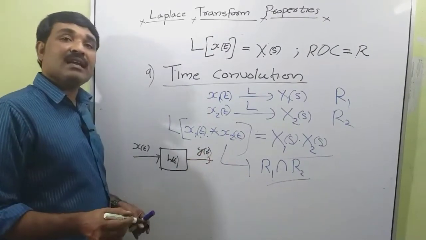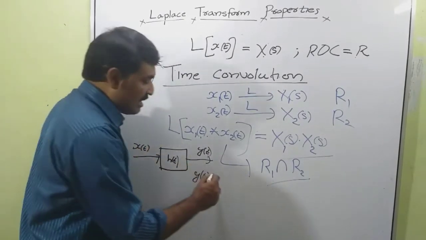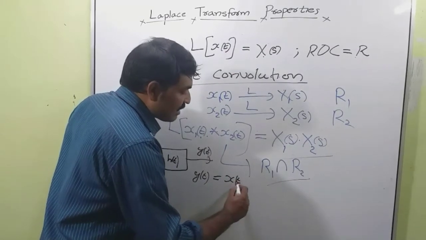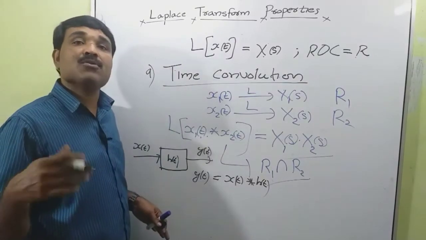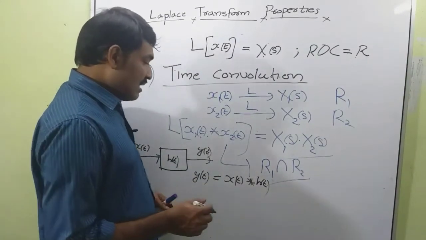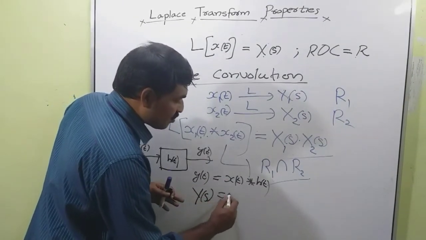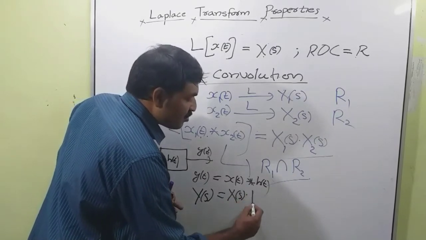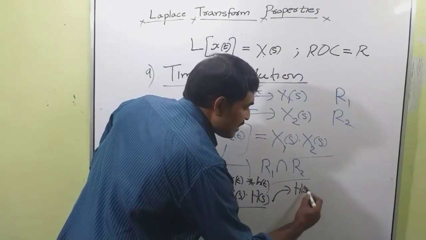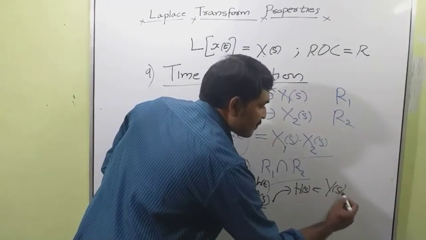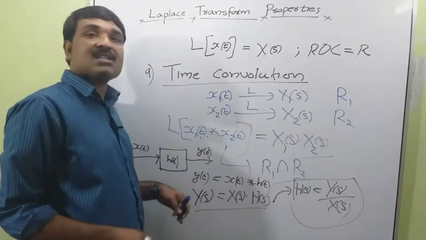So by using the property of a linear system, the output y(t) for any input x(t) is equal to x(t) convolution h(t), where h(t) is the impulse response of the system. Now, taking the Laplace transform, we get Y(s) is equal to X(s) into H(s), or this implies H(s) is equal to Y(s) divided by X(s). H(s) is the Laplace transform of the impulse response.